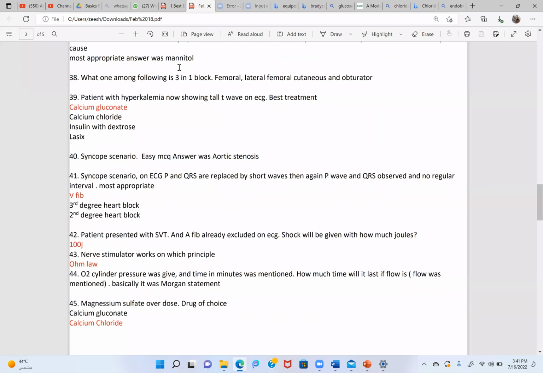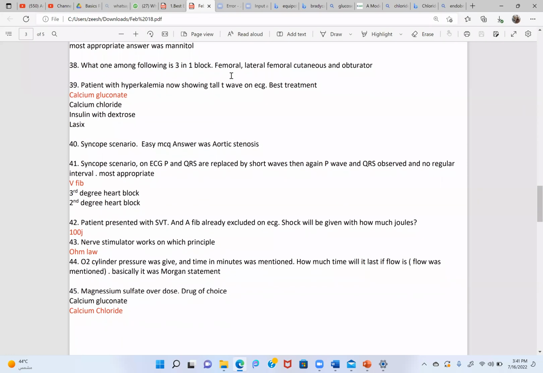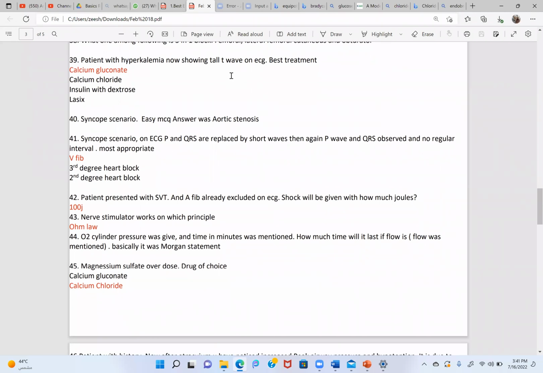Okay, 3-in-1 nerve block they have written rightly, femoral, lateral. Patient with hyperkalemia now showing tall T waves. Best treatment? Calcium gluconate is not the answer anyways. If it is that, then it should be calcium chloride. But there should be some scenario. Okay, they will give you some scenario.